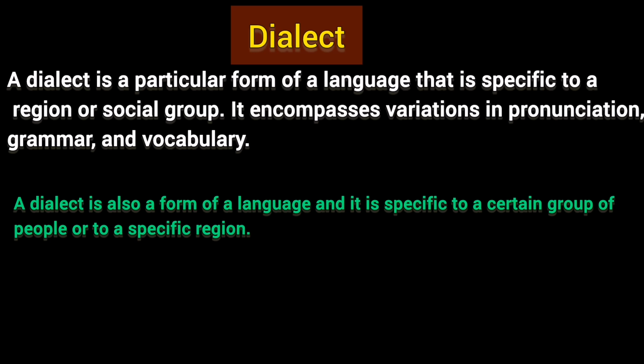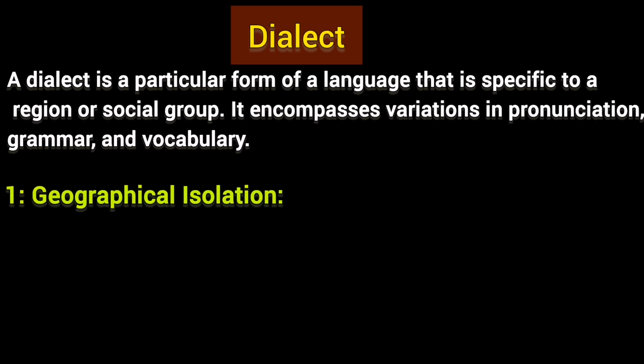There must be a question in your mind: why do the members of the same language develop different pronunciation, vocabulary and grammar? There are many reasons, and some of them are: geographical isolation. This is one of the main reasons that people get variation in the same language and start developing a different dialect.